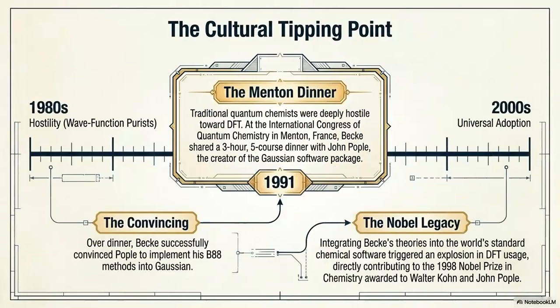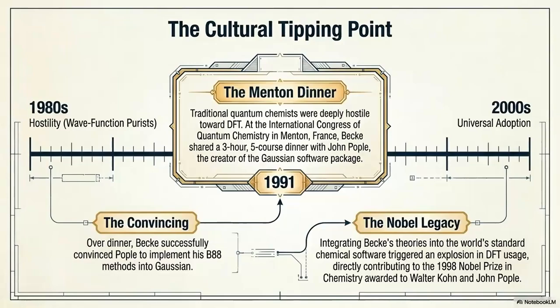In 1991, the landscape of chemistry shifted not in a laboratory, but over a 5-course meal in Menton, France. This slide, The Cultural Tipping Point, chronicles the legendary Menton dinner where Axel Becke confronted the deep-seated hostility of wave-function purists.